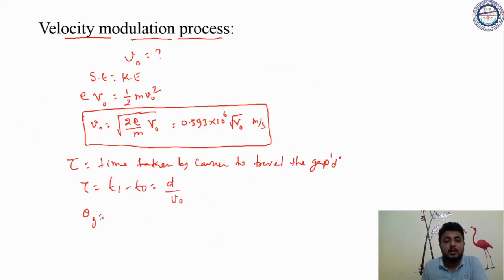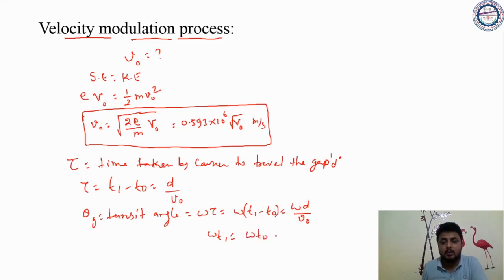Therefore theta g is equal to transit angle, which can be written as omega tau is equal to omega into t1 minus t0 is equal to omega d by v0. Otherwise here we can find out omega t1 should be equal to omega t0 plus omega d by v0.